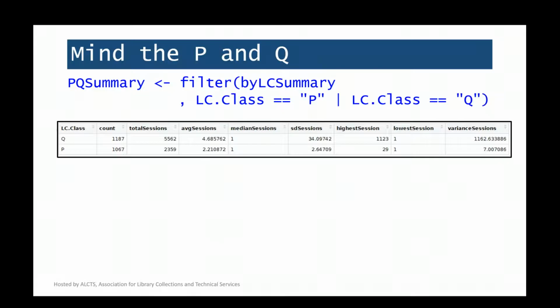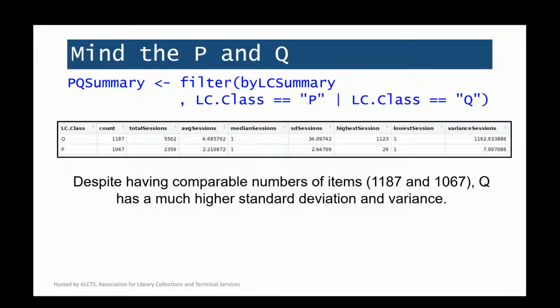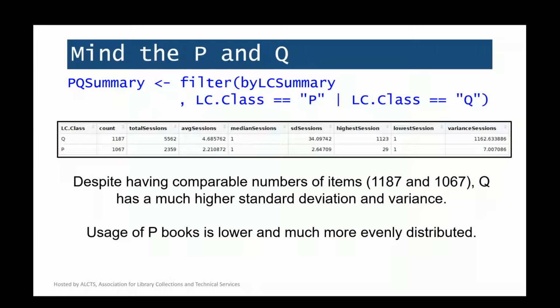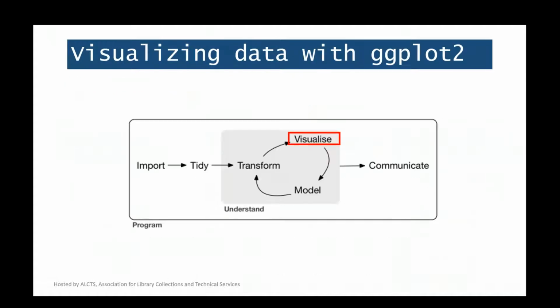Now, very interesting here, despite having a comparable number of items, Q has a much higher standard deviation and variance, much higher. So this means that the usage of P books is lower and much more evenly distributed, and that high variance means that Q has at least one serious outlier, and that's the case. So again, in sum, group by and summarize are good ways of coming to insights about your data.